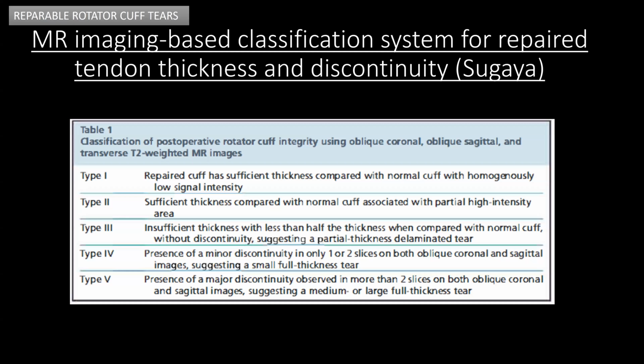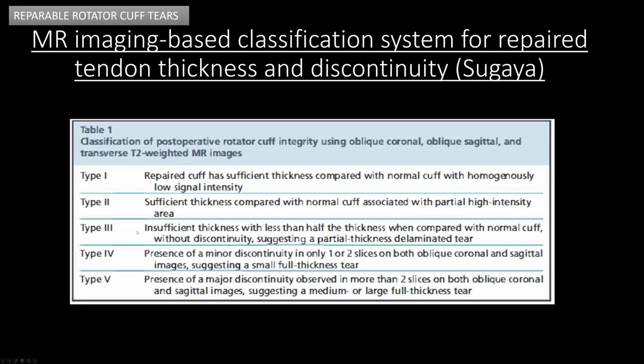The classification has been shown to correlate well with patient functional outcome and has shown good inter-observer and intra-observer agreement for detecting full thickness or partial thickness tears. So type 1 and 2 are pretty much intact repair. Type 5 is presence of major discontinuity or full thickness tear, which can be seen in more than 2 slices. And type 3 and 4 perhaps can sometimes help us decide which direction you want to go.